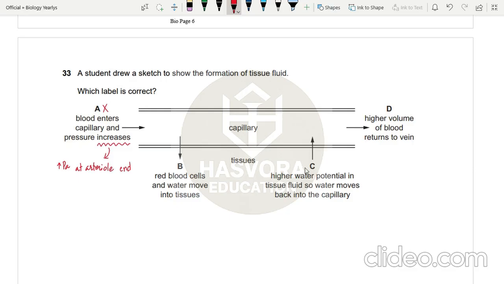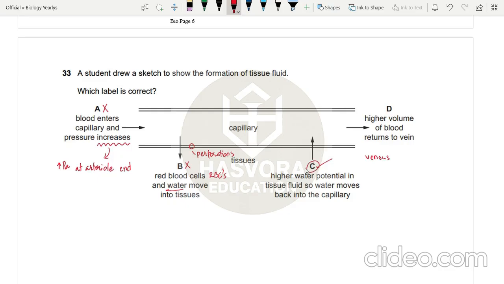B says red blood cells and water move into tissue. Water moves into the tissue, this is correct, but red blood cells do not move into the tissue, because the perforations are about the same size as the red blood cells, so they cannot squeeze through. So B will also be wrong. C says higher water potential in tissue fluid, so water moves back into the capillary. This is correct, because I have told you a high amount of water moves into the tissue fluid, and at the venous end, this is how, down the water potential gradient, it moves again into the capillary. So C will be a correct option.